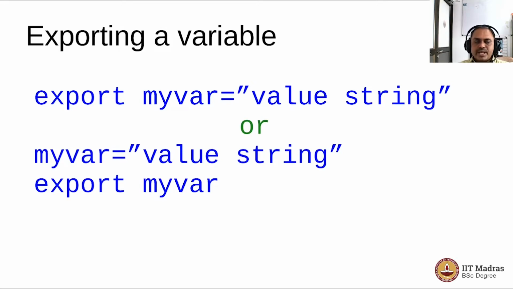By exporting a variable, what we mean is making the value of that variable available to a shell that is spawned by the current shell. And you can do it directly by assigning a value to that variable and exporting it in one line, or by creating the variable and then exporting that on the command prompt.